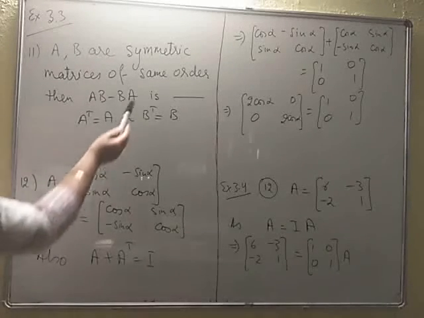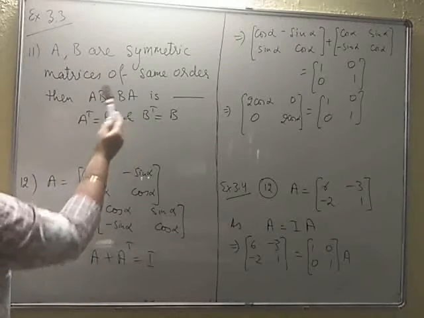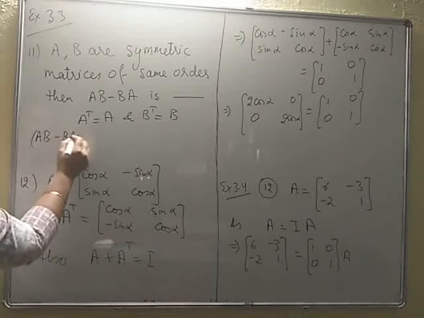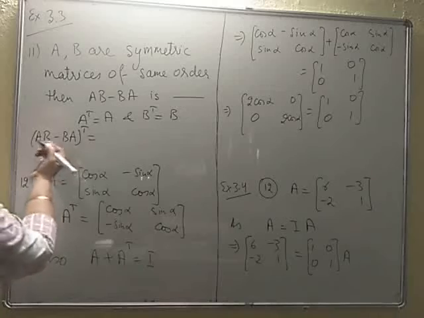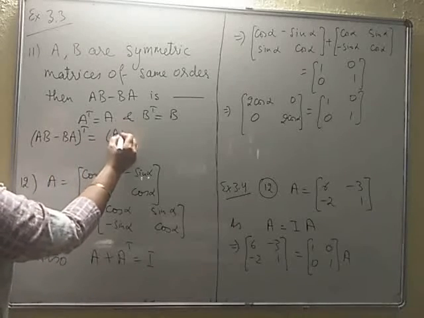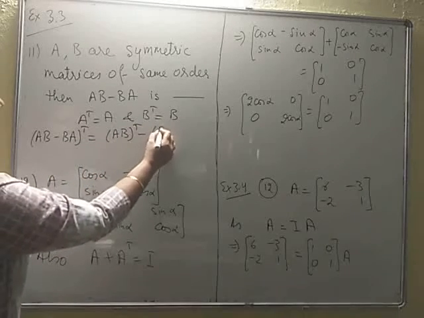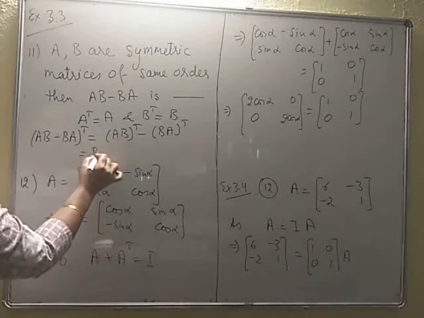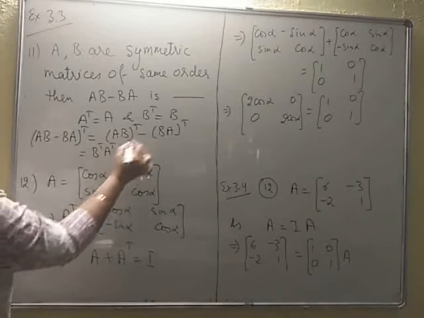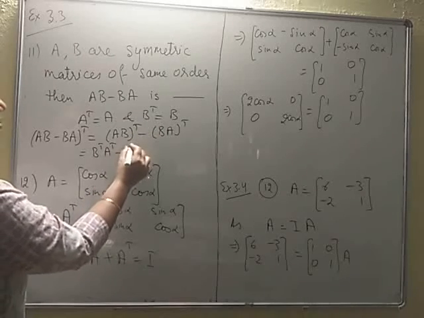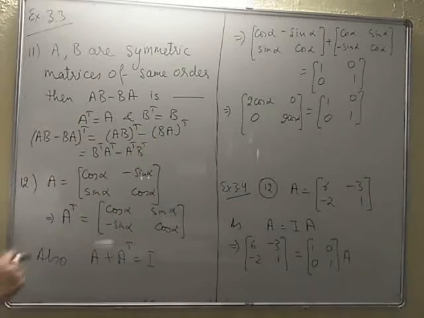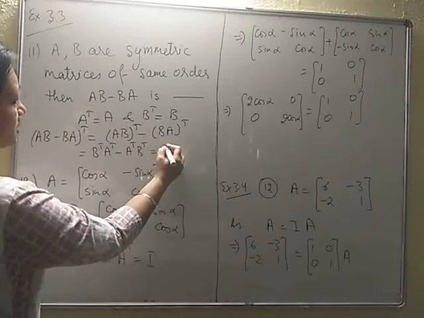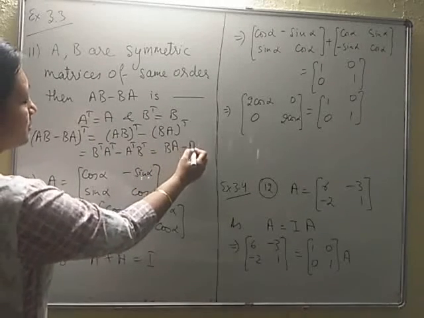So if I have to know what is the nature of this matrix, we will find its transpose. So we can evaluate (AB minus BA) transpose, which using the properties of transpose of matrix, we can write as (AB) transpose minus (BA) transpose. Further, this one is B transpose A transpose, minus this becomes A transpose B transpose. Also, we know A transpose is A and B transpose is B. So it is finally reducing to BA minus AB.